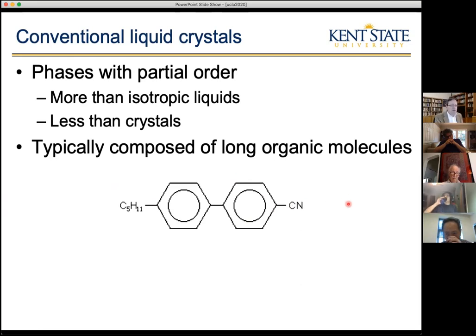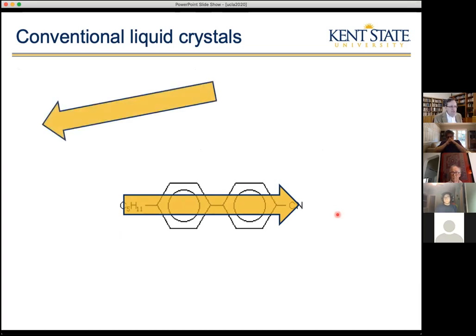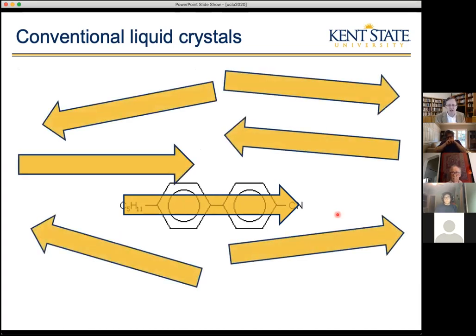Typically composed of molecules like this, which we can coarse grain. I don't want to look at the molecular structure, so I'll take a more abstract view and represent this as if it's an arrow, which points in some characteristic direction. Okay, and then in a liquid crystal phase, we of course have many such arrows, like 10 to the 23rd of them. Then we can ask, what is the ordering of the direction of the arrows?